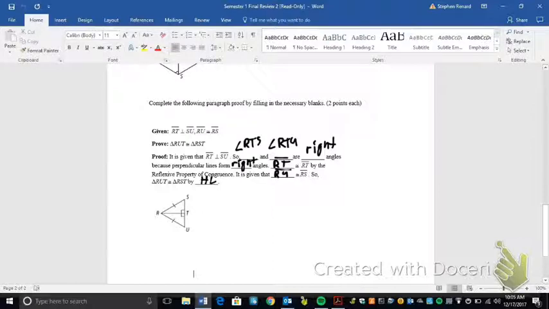Look at what it was that we proved. We proved that we have 2 right triangles. We proved that their hypotenuses are the same. That was given. And we proved that one of their legs was the same by the reflexive property of congruence. Hypotenuse leg.